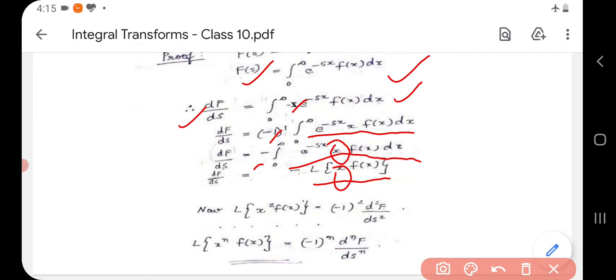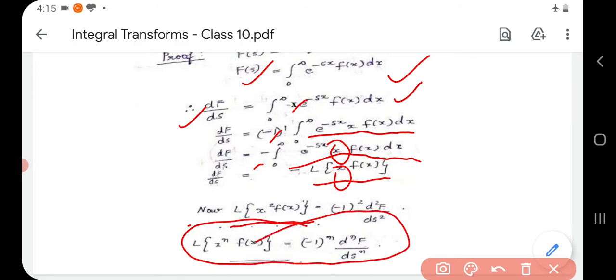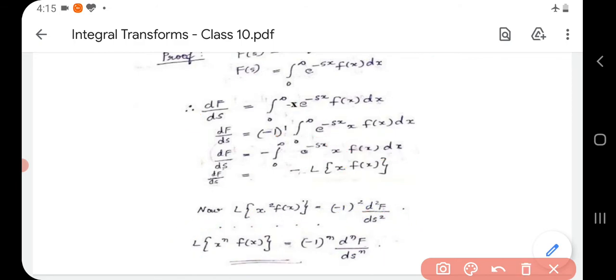Now in place of x, that is x raised to 1. If you are having x square there, then your answer will be minus 1 the whole square d square F by ds square. Similarly, if it is x cube, then it will be minus 1 whole raised to cube d cube F by ds cube. Now if it is x raised to n, then it will be minus 1 whole raised to n d raised to n F by ds raised to n. Okay.